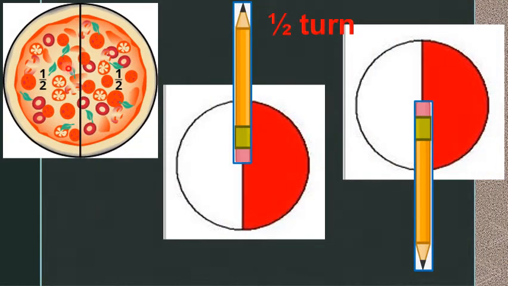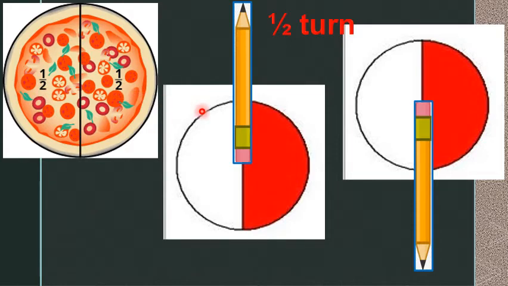This is a full pizza. It is divided into two equal parts. So each part is half, that is 1/2. 1 stands for one pizza and 2 stands for the number of the parts the pizza is divided into. So each part is half.